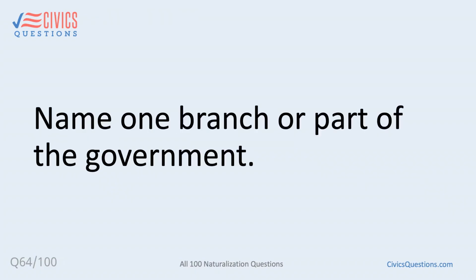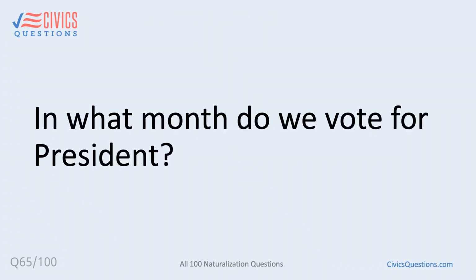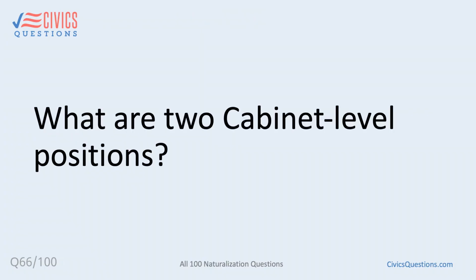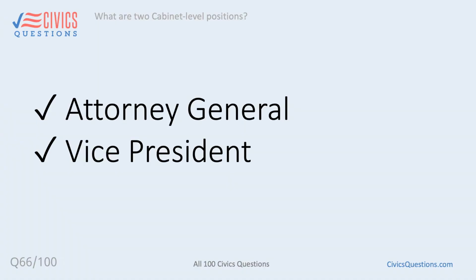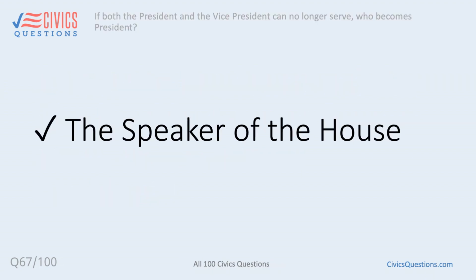Name one branch or part of the government. Congress. In what month do we vote for president? November. What are two cabinet-level positions? Attorney General. Vice President. If both the president and the vice president can no longer serve, who becomes president? The Speaker of the House.